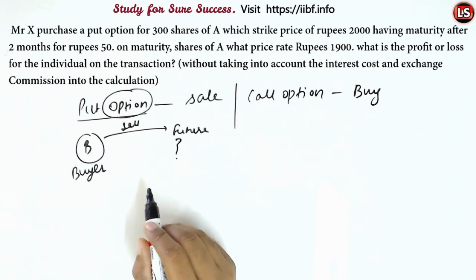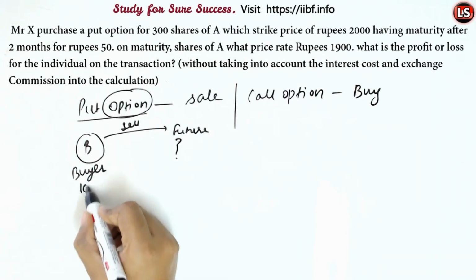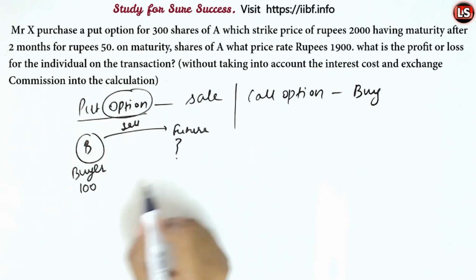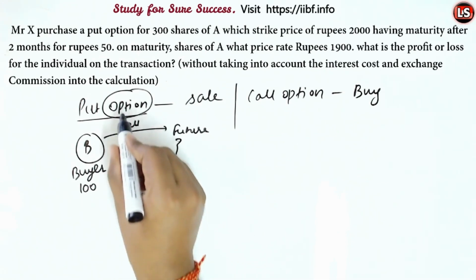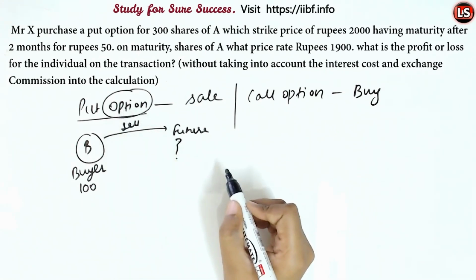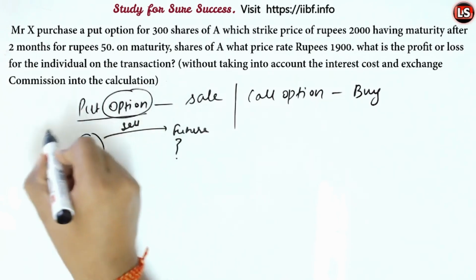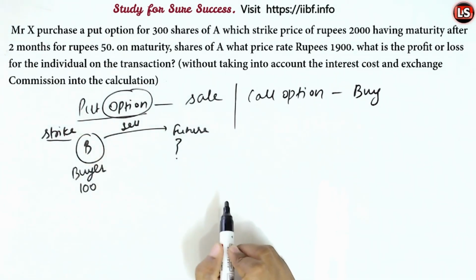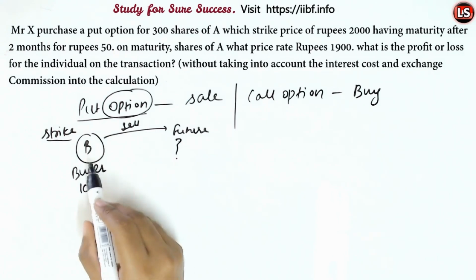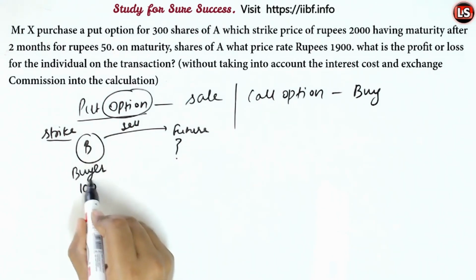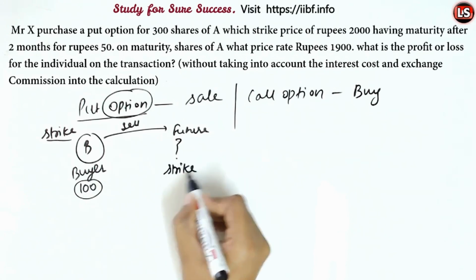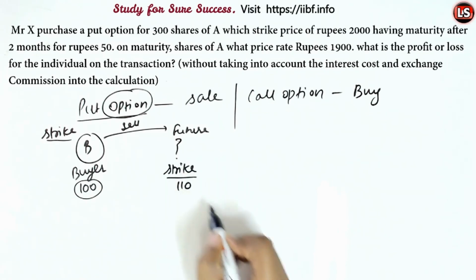Let's understand this with an example. Let's say B purchased a share worth 100 rupees. So in the future, let's say he purchases a put option for this share's value, and there is a price that is called the strike price. The strike price is basically the minimum price that B will definitely get when he sells the shares no matter what. Let's say in the future, assume that the strike price is fixed at 110 rupees.